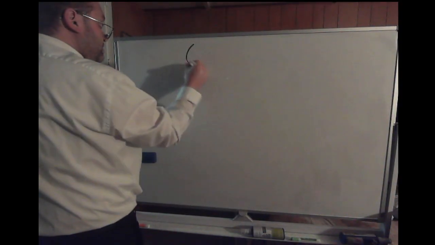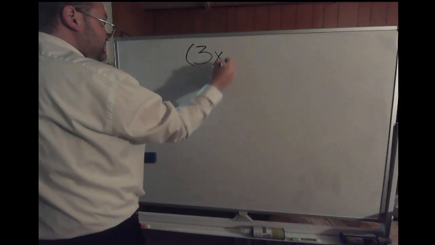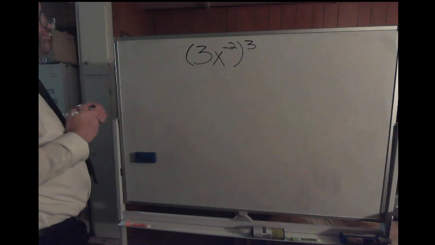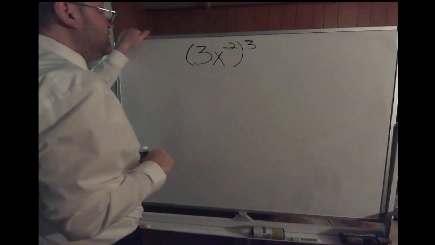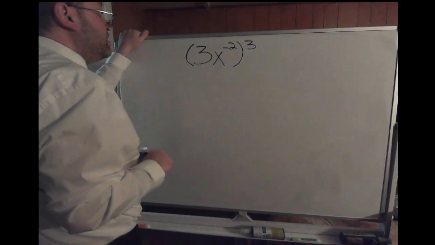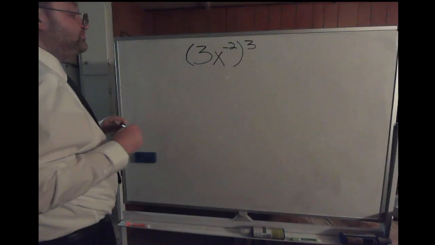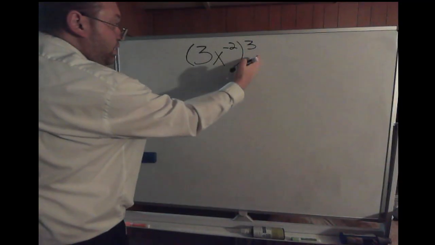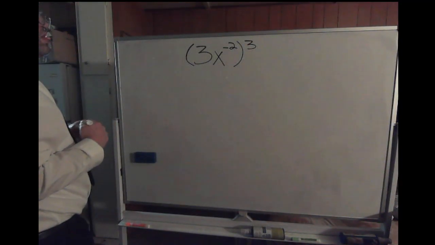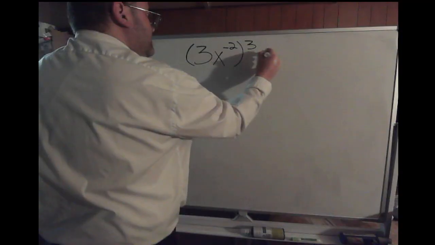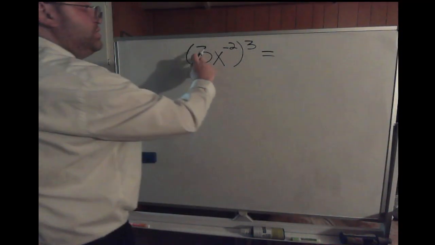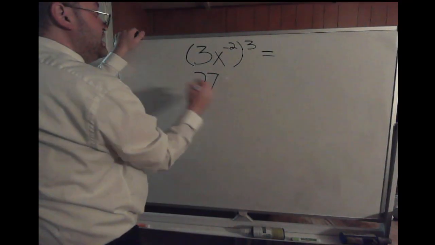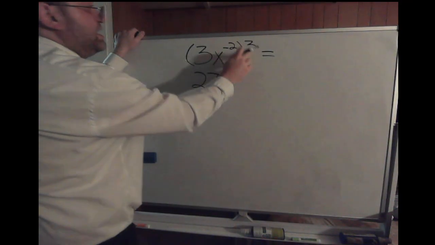Alright, we have 3x to the negative second, that quantity to the third power. So this is fun. Your coefficient of 3 you take to the third power. 3 to the third is 27. Now you have x to the negative second to the third power.